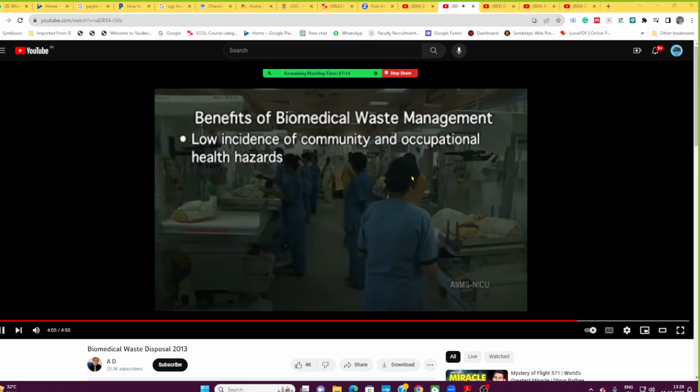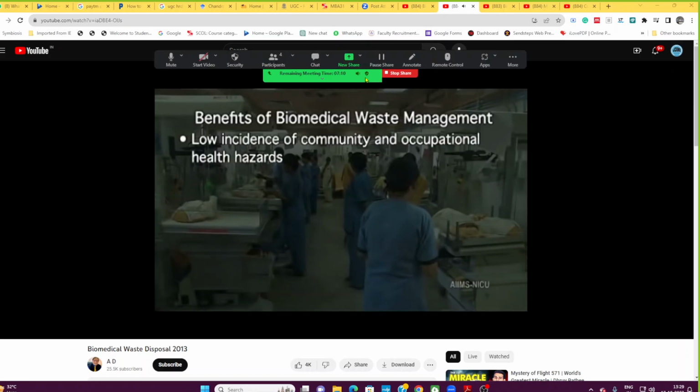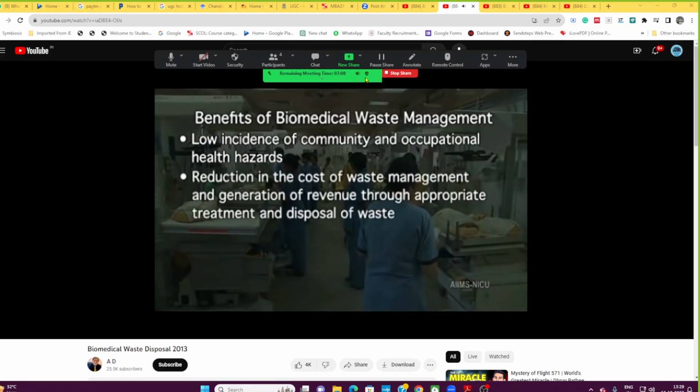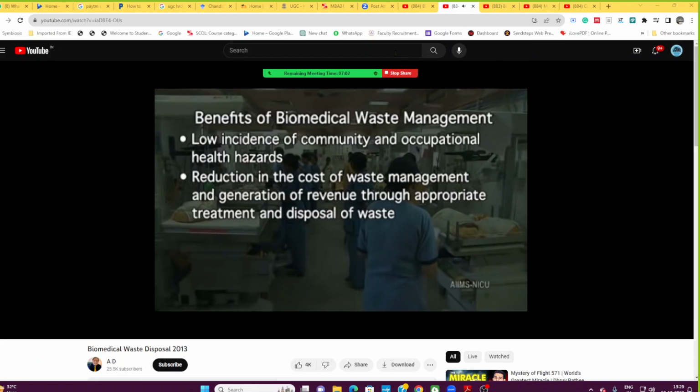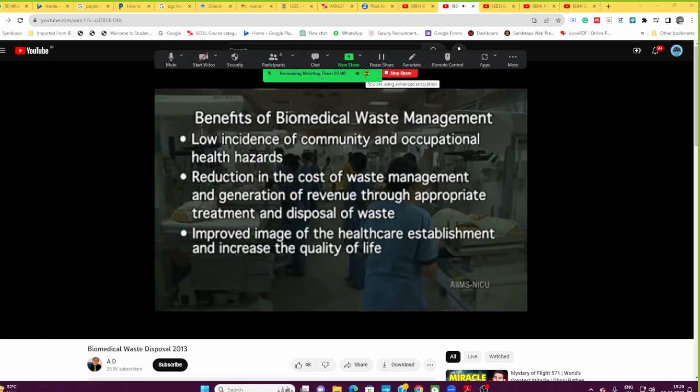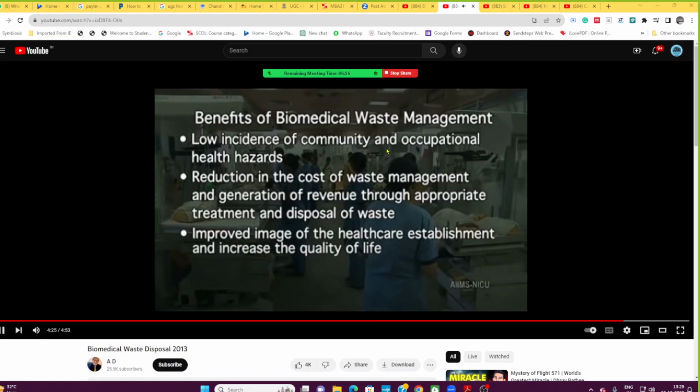The incidence of community and occupational health hazards decreases to a considerable extent. The cost of waste management is also reduced, and revenue is generated through appropriate treatment and disposal of waste. Last but not the least, it improves the image of the healthcare establishment and increases the quality of life. Thank you.